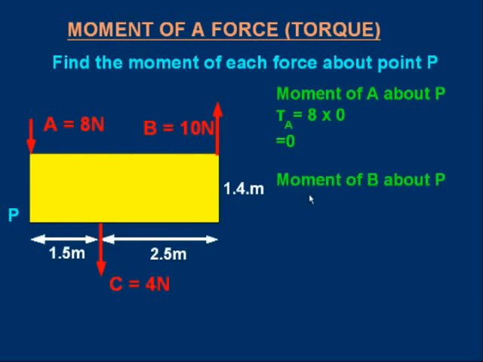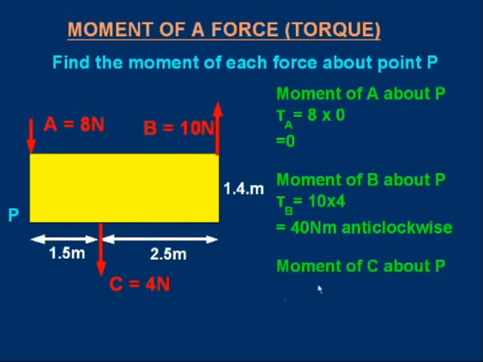B, the line of action will be vertically here. Its perpendicular distance from P will be 1.5 plus 2.5, which is equal to 4 meters. So the moment about P will be equal to 10 times 4, which is equal to 40 Newton meter anti-clockwise. Finally, C, the moment of C about P, it's simply 4 times 1.5. That is force times distance, which is equal to 6 Newton meter clockwise this time.